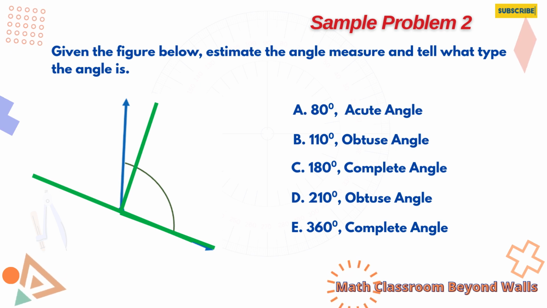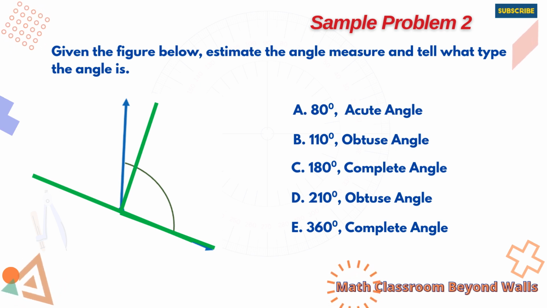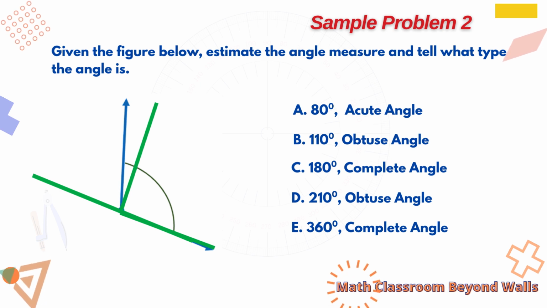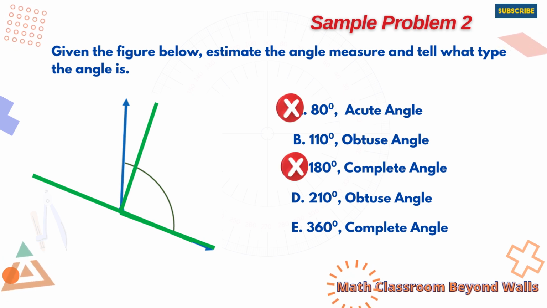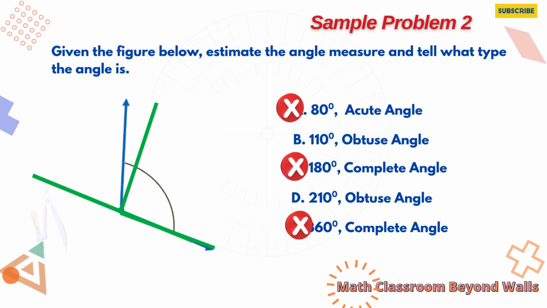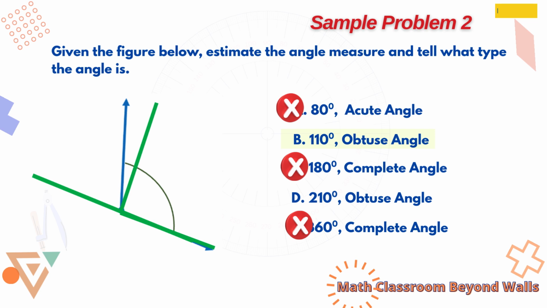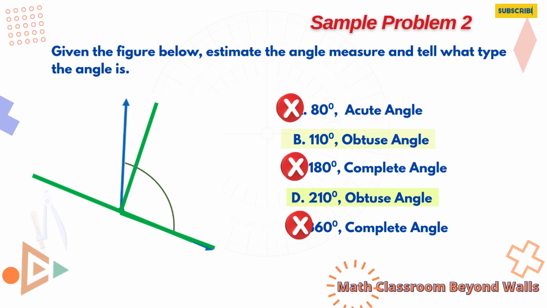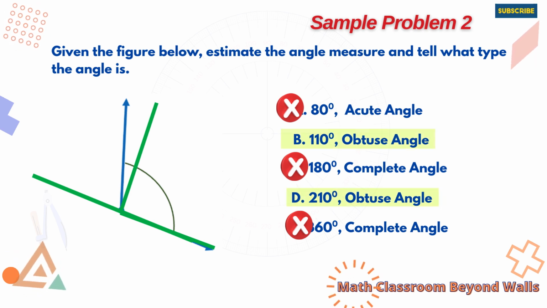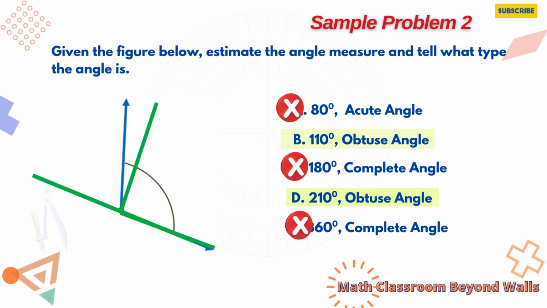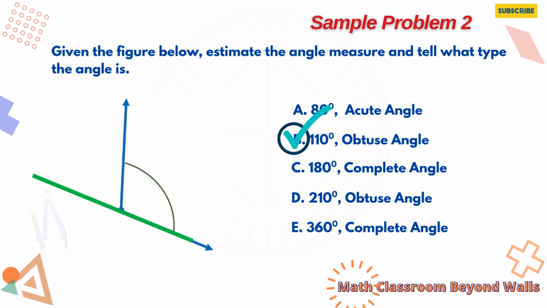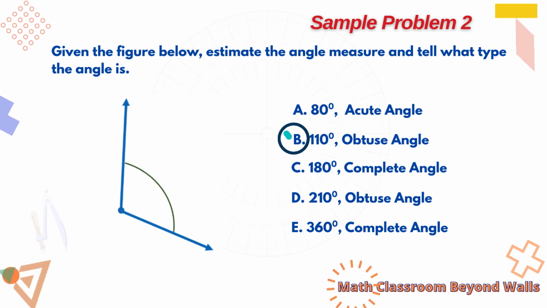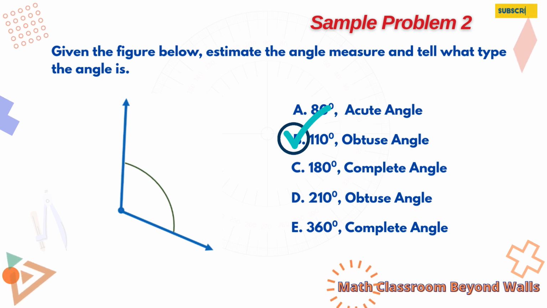Now, let us check the options to get the estimate of the measure. The angle is an obtuse angle, so it is not option A, not option C, not option E. It is either option B or option D. Now, an obtuse angle is a measure that is greater than 90 degrees but less than 180 degrees. What then is the answer, learners? Okay, so the answer is option B. Its measure is 110 degrees and is an obtuse angle. There you are, learners. That was again easy.